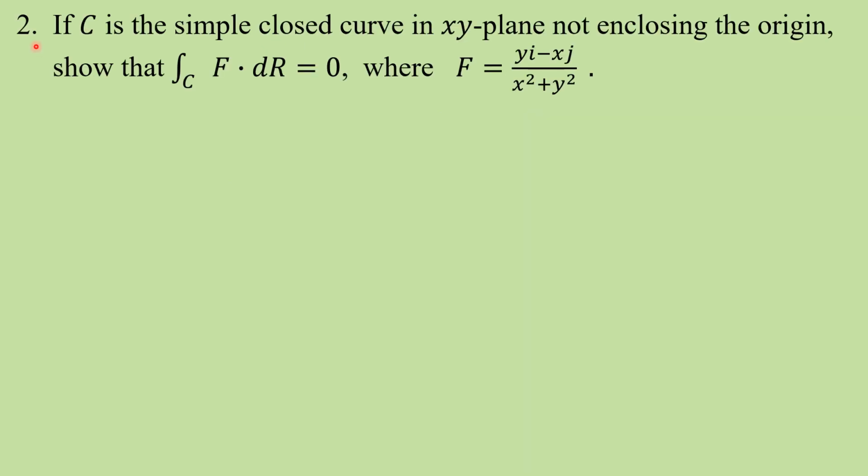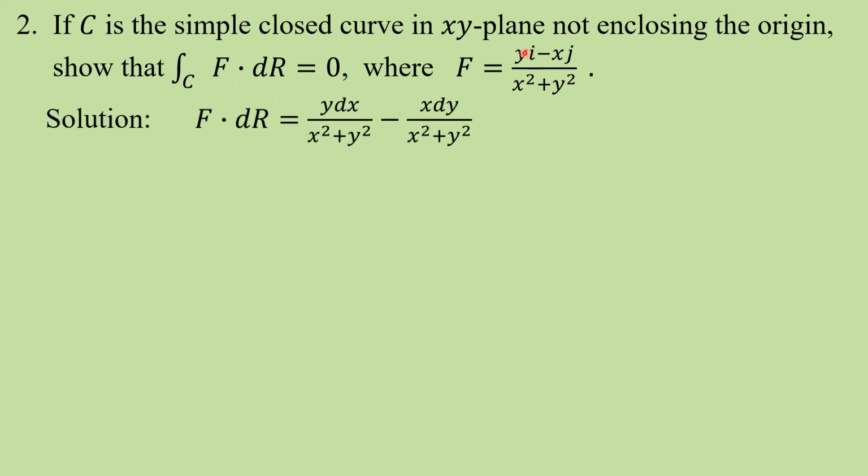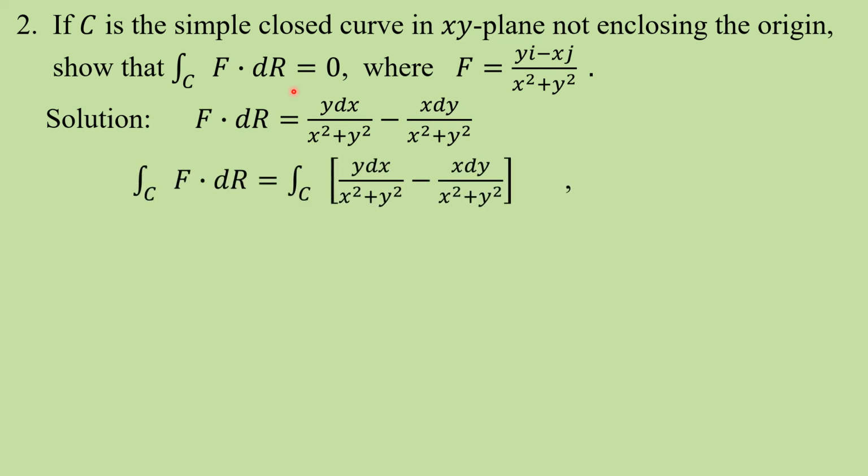The second problem is: if C is a simple closed curve in the xy plane not enclosing the origin, show that the line integral of F along C is 0, where the vector field F is (y i minus x j) by (x squared plus y squared). Let me first take F dot dr, where F is y by (x squared plus y squared) i minus x by (x squared plus y squared) j. On the plane, dr is dx i plus dy j. The dot product gives y dx by (x squared plus y squared) minus x dy by (x squared plus y squared). So the line integral of F dot dr is the integral of y dx by (x squared plus y squared) minus x dy by (x squared plus y squared).